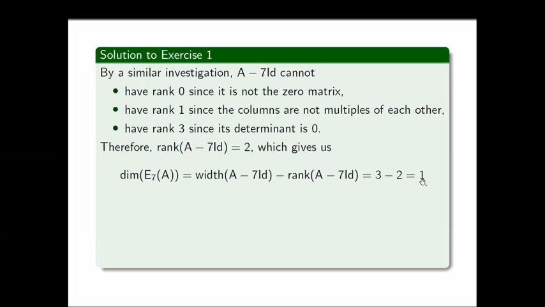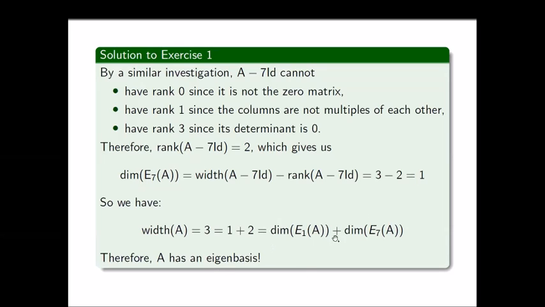So what we get is that the sum of the dimensions of the eigenspaces is 1 plus 2, which is 3, which is exactly the width of A. And as a result, A has an eigenbasis.